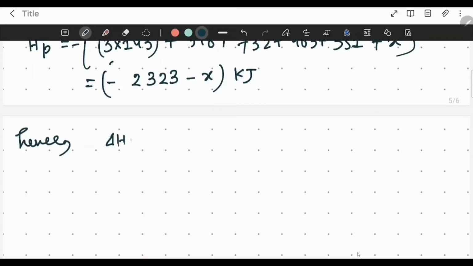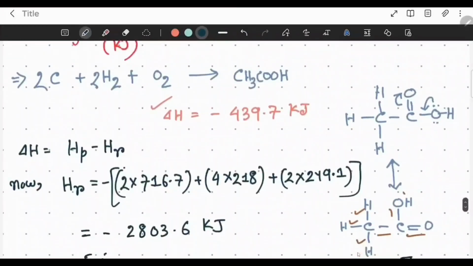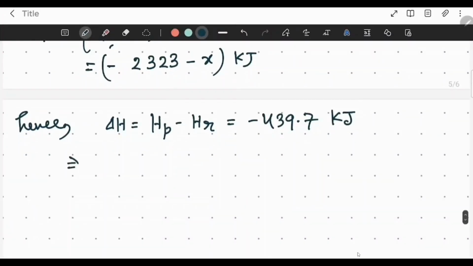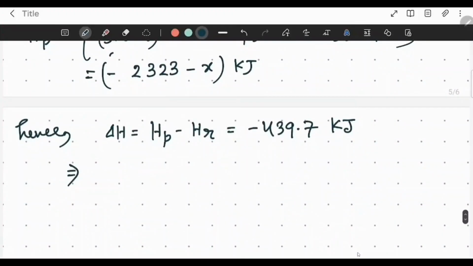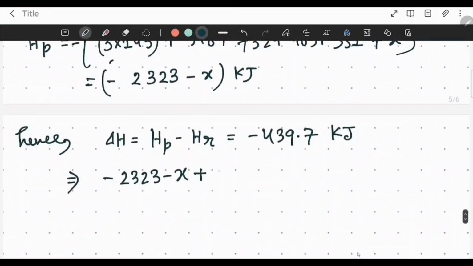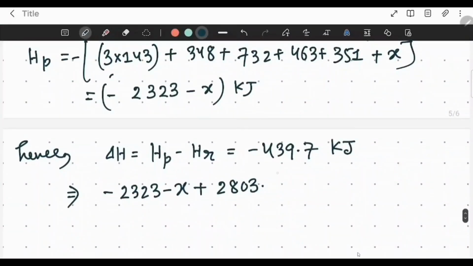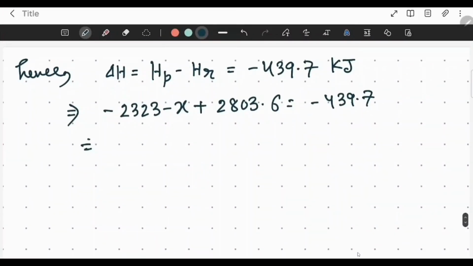So now we know, hence, del H is HP minus HR, and that is also known to us, which is minus 439.7 kilojoule. So we can write HP is minus 2323 minus X and HR is minus 2803.6. So now we can easily calculate the X. What will be the X?